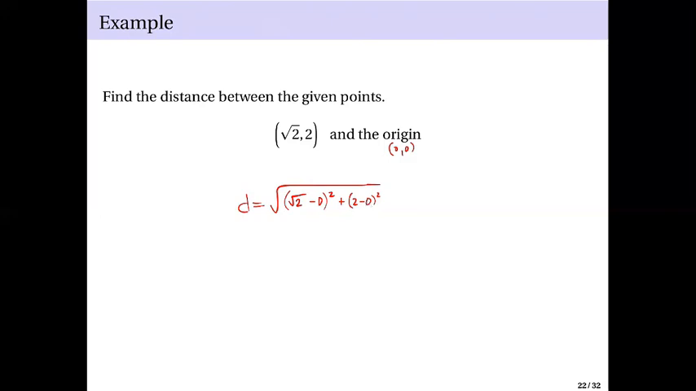And then you can just square that square root of 2. So you'll just get 2 there. Then plus. Here you have 2 squared. That's 4. Okay. And therefore, this is simply square root of 6. And that's the distance between those 2 points.